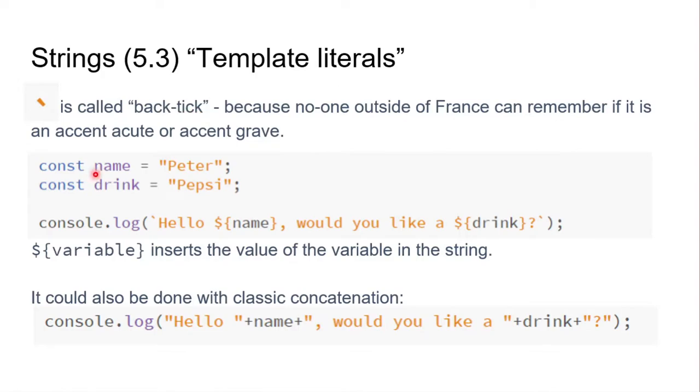Say we have an example here. We have two variables, name and drink, that are set to two strings, Peter and Pepsi. And then we console log this string here, the backtick, hello, $, curly bracket, name, that's the variable name up here, curly bracket end, and then some more text. Would you like a $, curly bracket, drink, and this is the name of the variable drink. And more text and end with a backtick. And this $, curly bracket variable name actually inserts the value of that variable in the string. I think it's easier if we see it in the editor.